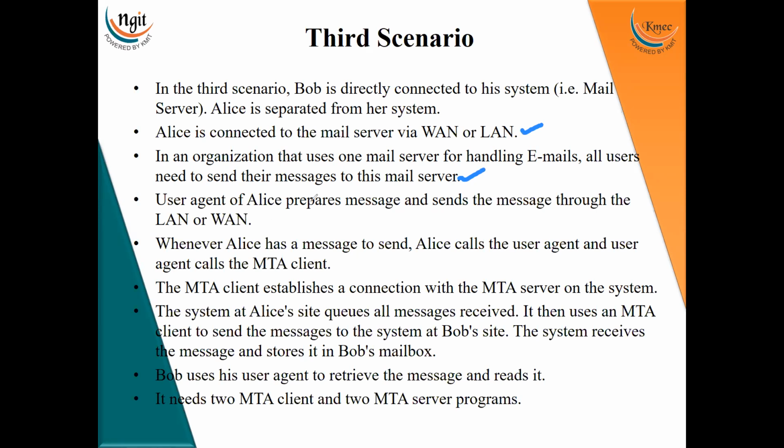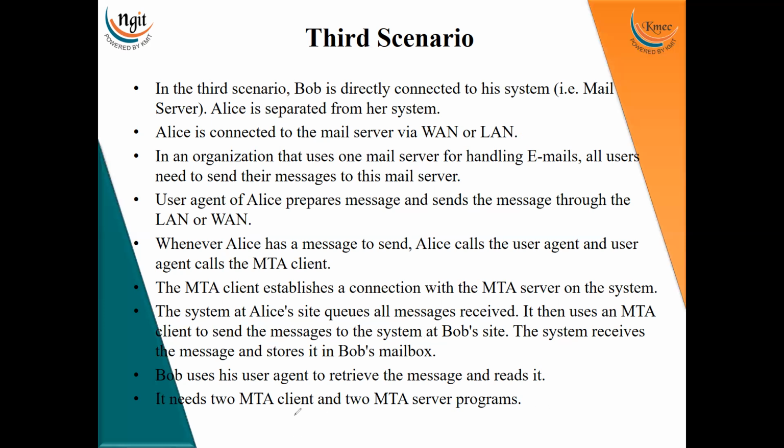The user agent of Alice prepares the message and sends the messages to the LAN or WAN. Whenever Alice has a message to send, Alice calls the user agent and the user agent calls the MTA client. Now this MTA client is going to establish a connection with the MTA server on the system. The system at Alice's side queues all the messages. It then uses the MTA client to send the messages. Now Bob uses his user agent to retrieve the messages and read them.